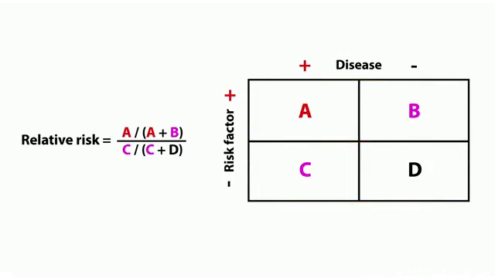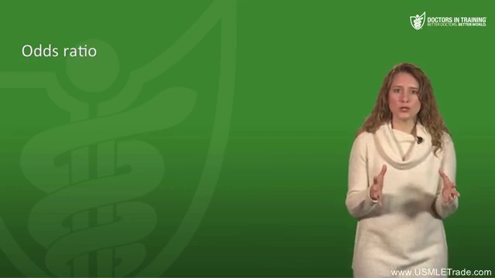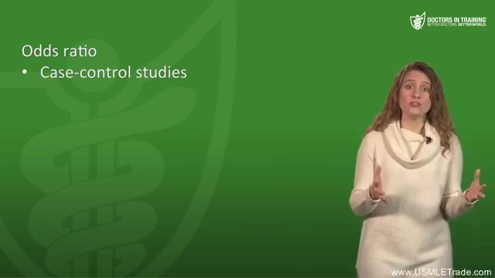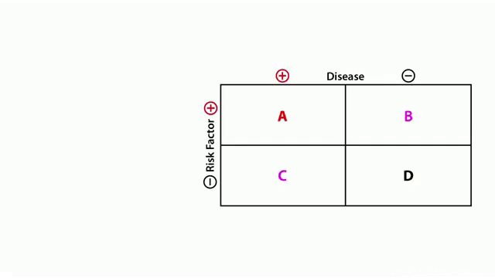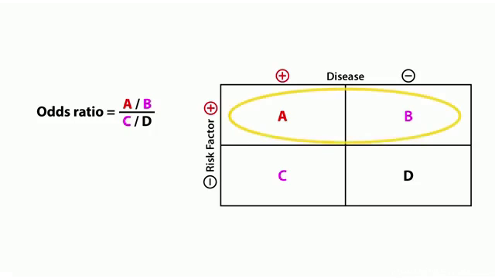If you know A over A plus B and C over C plus D, we're going to use that as part of the equations for attributable risk and for odds ratio. We said that odds ratio is used for case control studies, which are often used to identify risk factors. The equation for odds ratio is A over B divided by C over D. So the odds ratio compares the odds that someone will develop the disease in the exposed group to the odds that someone will develop the disease in the unexposed group. A over B divided by C over D.